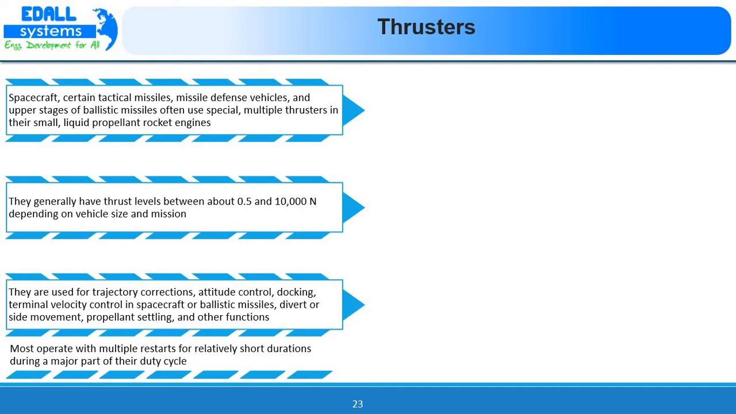They are used for trajectory corrections, attitude control, docking, terminal velocity control in spacecraft, or ballistic missiles, divert or side movement, propellant settling, and other functions. Most operate with multiple restarts for relatively short durations during a major part of their duty cycle. So thrusters are small rocket engines which are used for low thrust applications. They do have the same configuration as we saw for a thrust chamber, but they are used for small applications only.